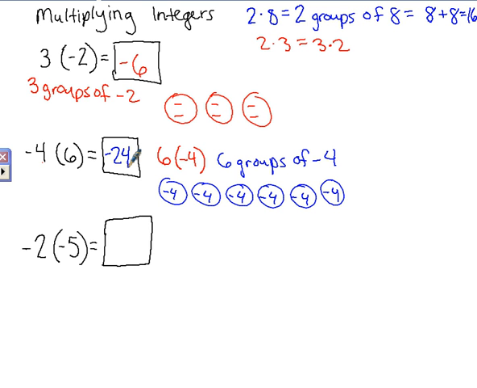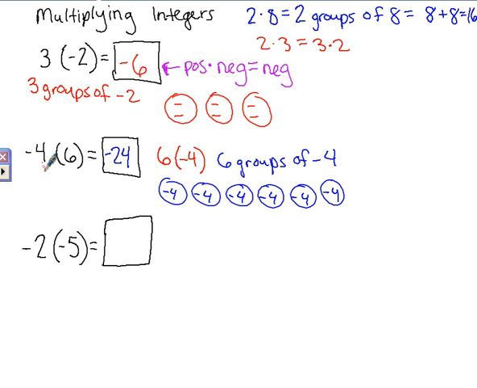Where it starts to get confusing is when we have a negative times a negative. So looking up here, let's go back to the first one. We can see that when we had a positive, being 3, and we multiplied it by a negative 2 in this case, our product, or answer, was a negative. So we can see that a positive times a negative was a negative.